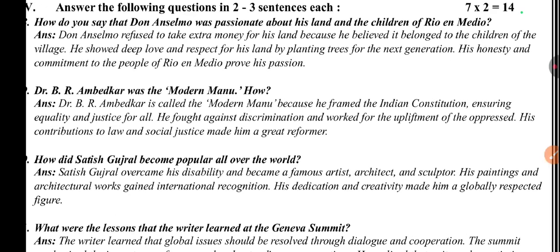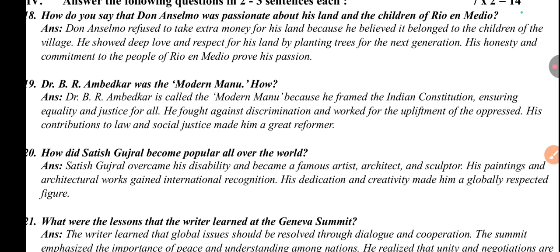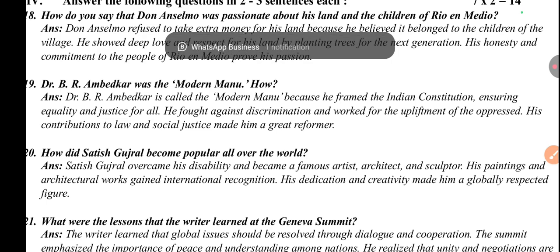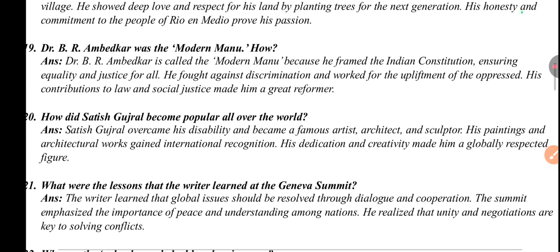How do you say that Don Anselmo was passionate about his land and the children of Rio y Medio? Don Anselmo refused to take extra money for his land because he believed it belonged to the children of the village. He showed a deep love and respect for his land by planting trees for the next generation. His honesty and commitment to the people of Rio y Medio prove his passion.